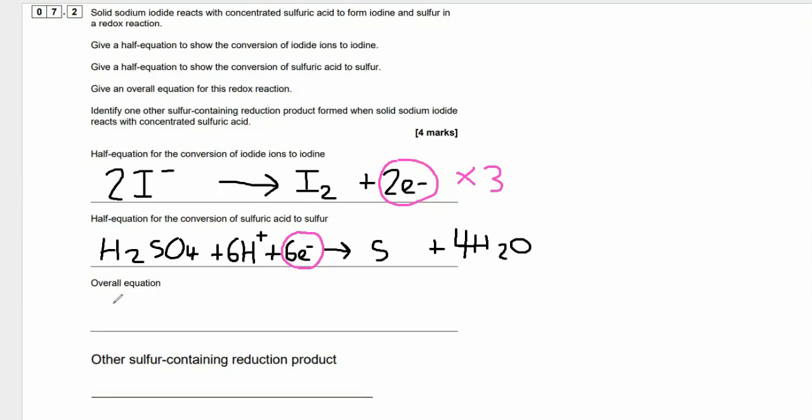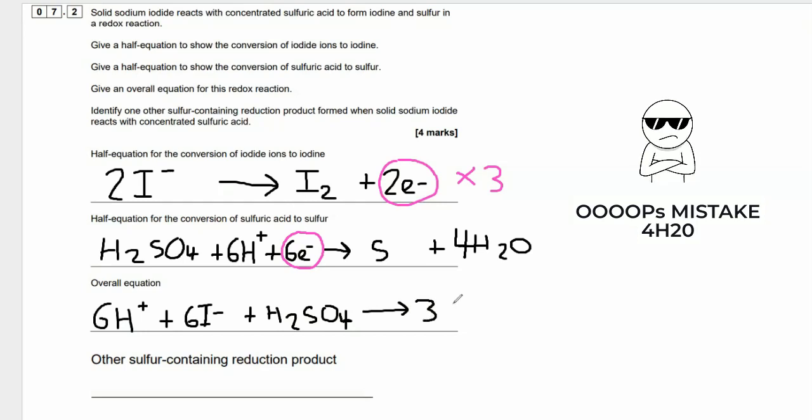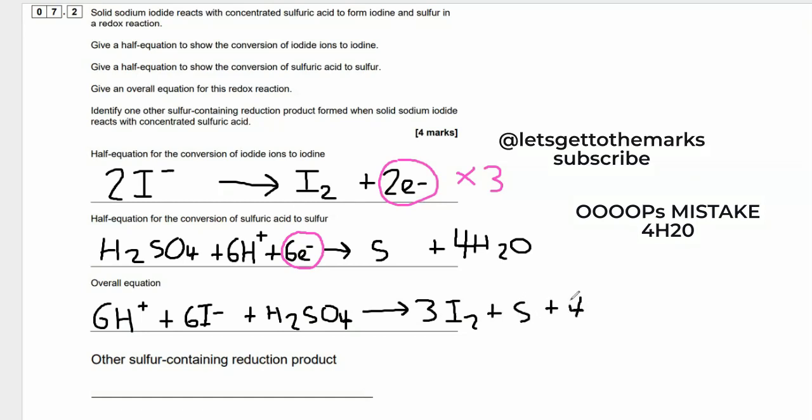So the overall equation is 6H+ plus we've tripled the amount of iodide ions we had in the half equation above. So we've now got 6 iodide ions plus 1 molecule of H2SO4. We won't need to put the electrons down because there will be 6 electrons on both sides of the equation, so we're cancelling those out. However, we also tripled our iodine molecules, so we have 3 of those. We have our sulfur and our 4 waters. So it's literally a case of cancel out the electrons because they are equal on each side. And there you go. That's your full equation, combining those 2.